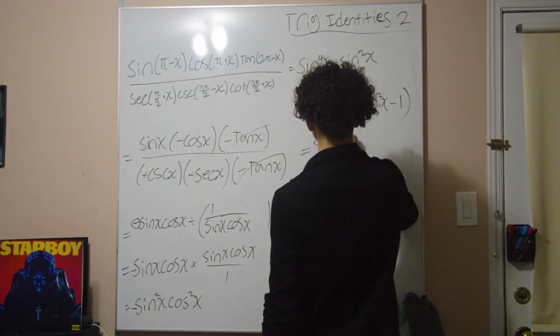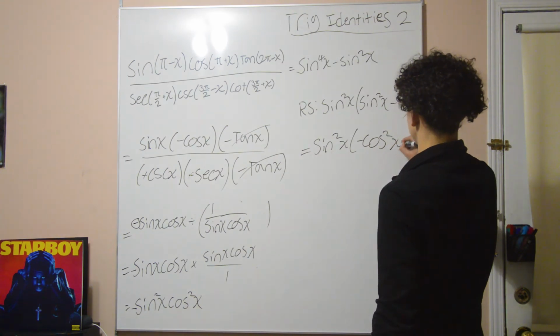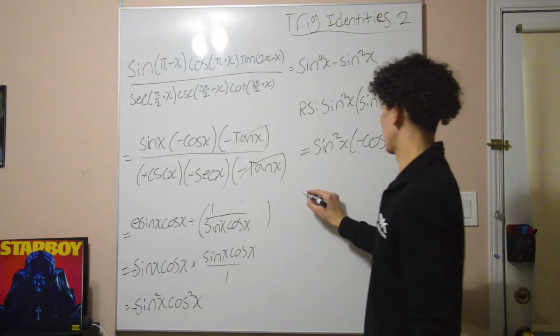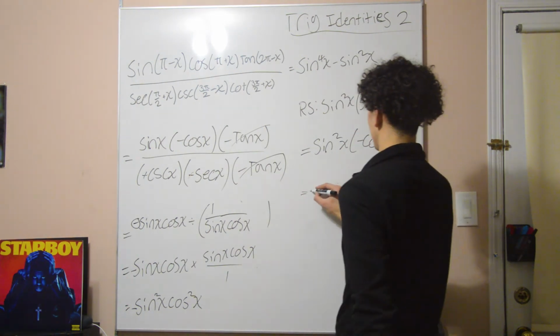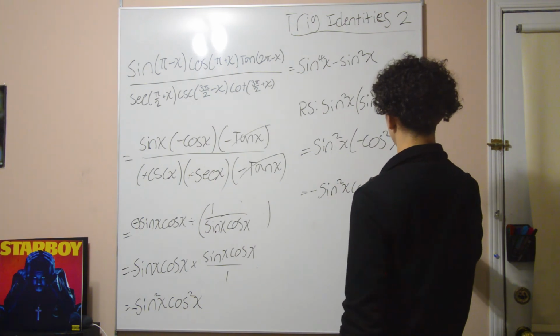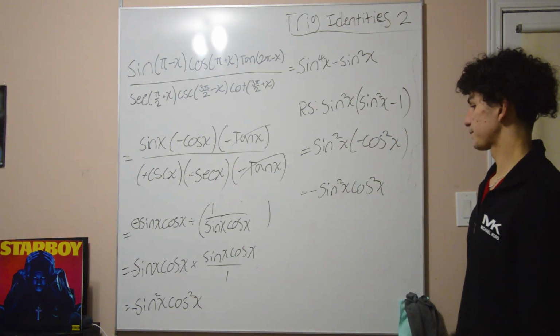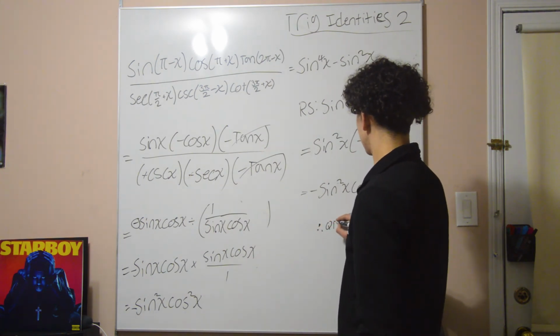This now equals sine squared x times negative cos squared x. And our final answer becomes negative sine squared x times cos squared x, just like that. Are they the same? Yeah, they are. Therefore, QED.